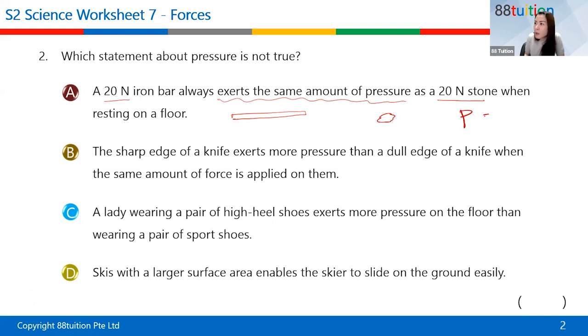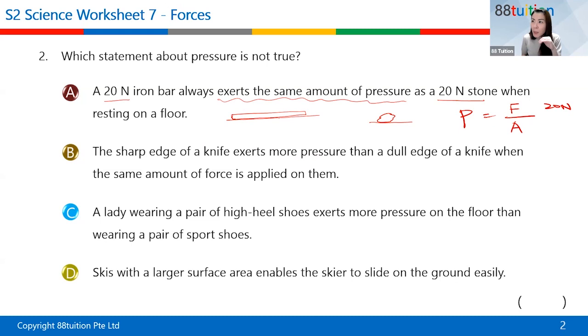Remember pressure is always calculated using this formula. Since now they have the same force, 20 newtons, we need to consider the area. What is the area here that is in contact with the ground? And what is the area here that's in contact with the ground? It depends on how this iron bar is being made. It depends on the area that's touching the floor.